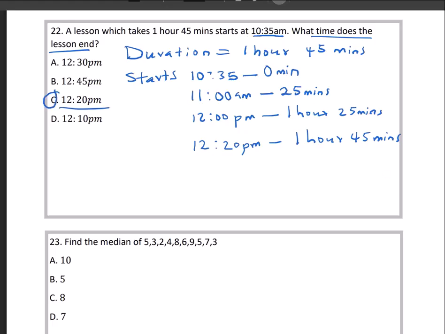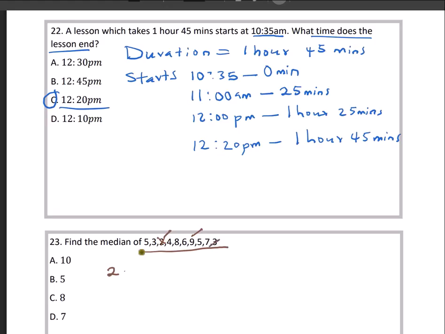For question number 23, find the median of these data sets. To find the median of the data set, you have to first of all arrange them in an order, either ascending or descending order. So let's arrange them. We'll have 2 as the smallest and 9 as the highest. Let's start from the smallest. So we'll have 2. How many 2s do we have here? We just have 1. We've taken it. And then the next one is 3.